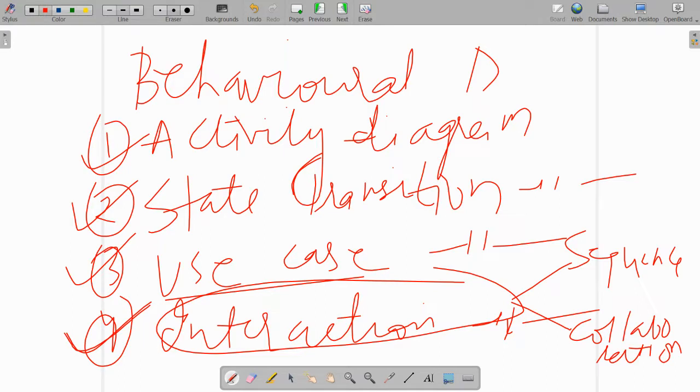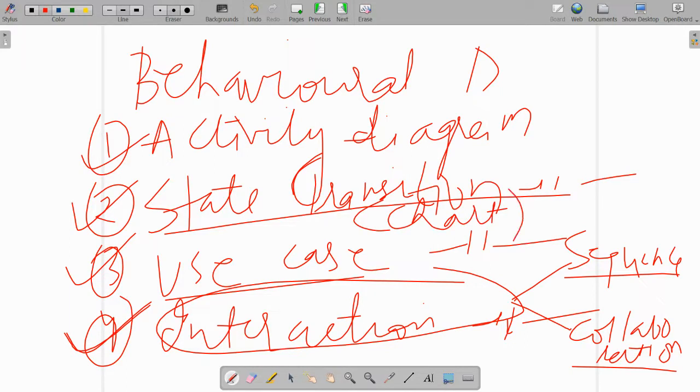Collaboration diagram, okay. Whenever you talk about the interaction between a group of collaborative objects, it will be either in the sequence diagram or in the collaboration diagram. Now when you talk about the state transition diagram, this is sometimes also called a statechart.